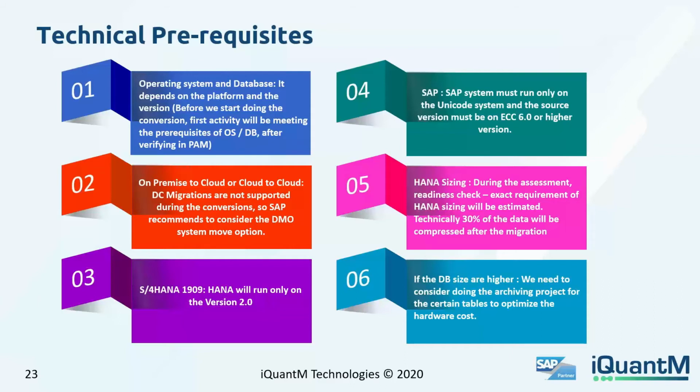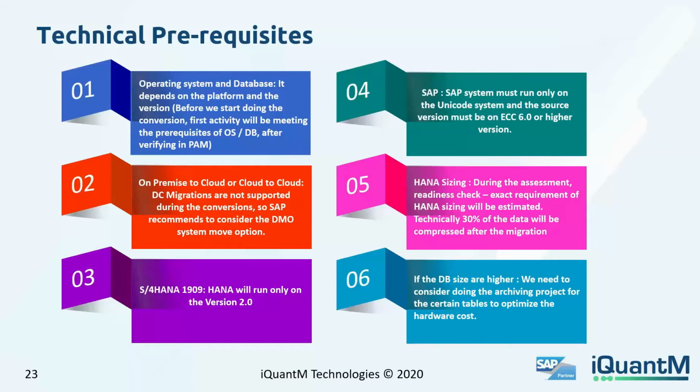To give you an example, if you're on Windows OS, you need to be on 2016 and above OS level. Or imagine that you're on an Oracle database, you have to make sure that you're on version 12 and above for you to do a system conversion or a database conversion. If you do not meet the prerequisite, there are options for us to do an upgrade first, make sure that we technically meet the prerequisite, and then we think about doing the S4HANA conversion.